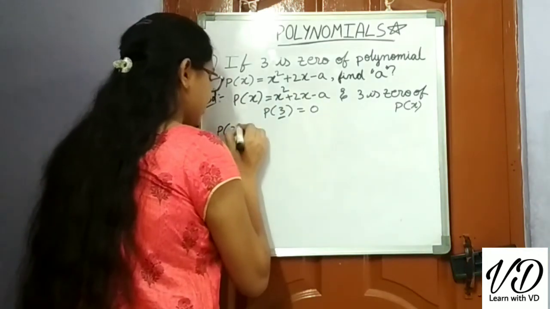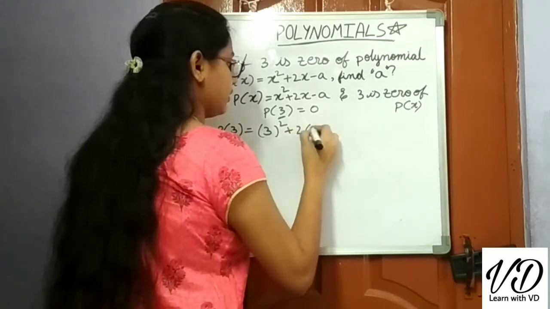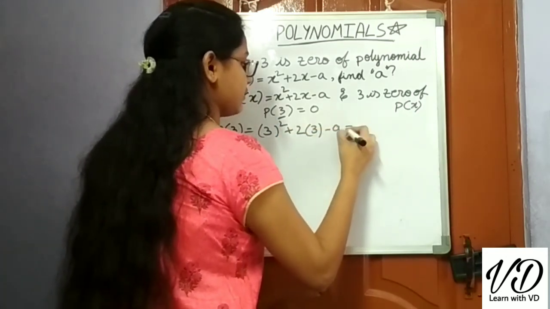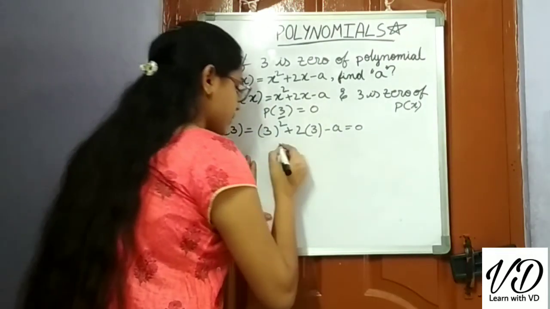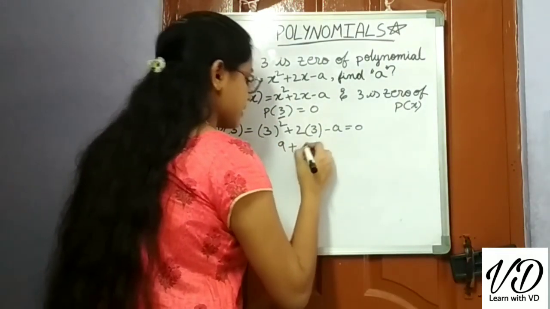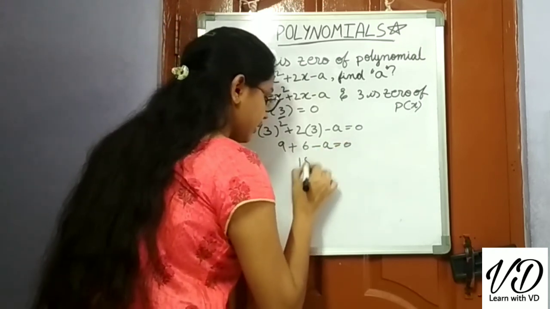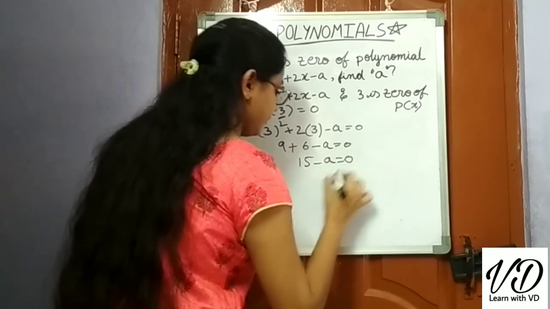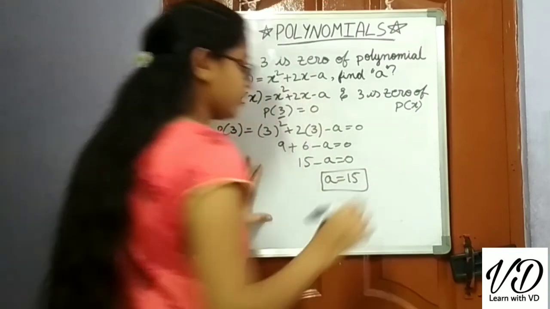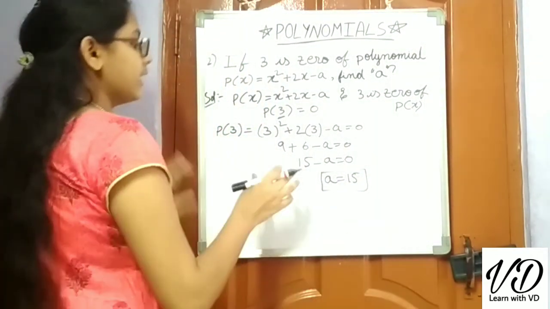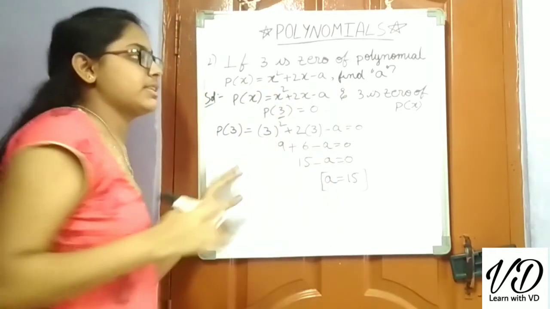So if I substitute 3 in p of x, we get 0. So p of 3 will be 3 square plus 2 into 3 minus a equals 0, as 3 is the 0 of the polynomial. Here 3 square is 9 plus 2 threes are 6 minus a equals 0. 15 minus a equals 0. A is equal to 15. So we got the value of a as 15. If a is 15 in this polynomial, 3 will be the 0 of the polynomial.